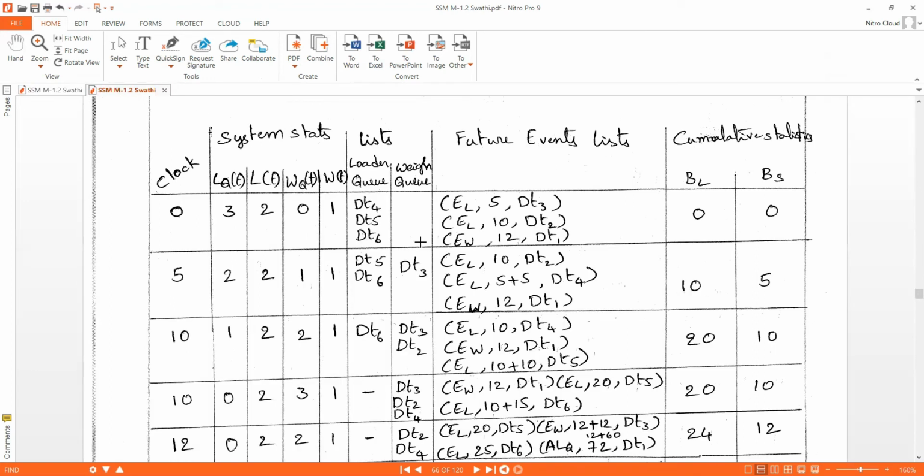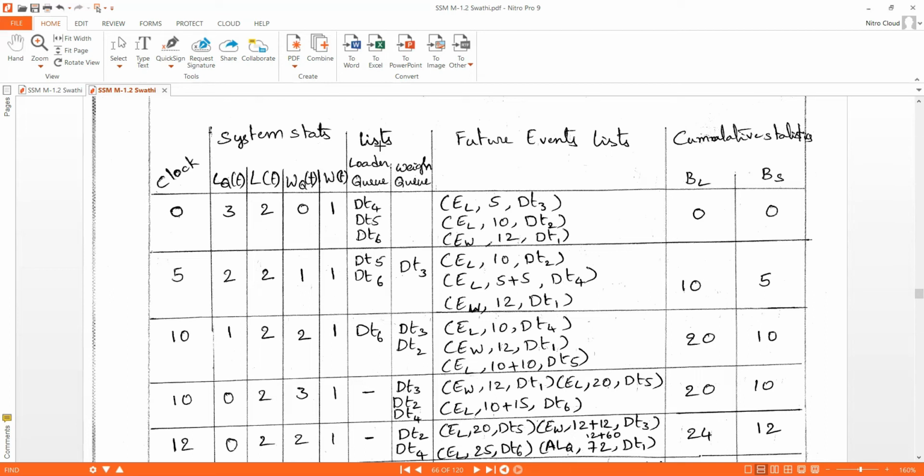Okay. Next, WQ of t is 0. No one is waiting for the weighing, so WQ of t is 0. And only one truck is at the weighing machine, that is DT1. So W of t is 1.